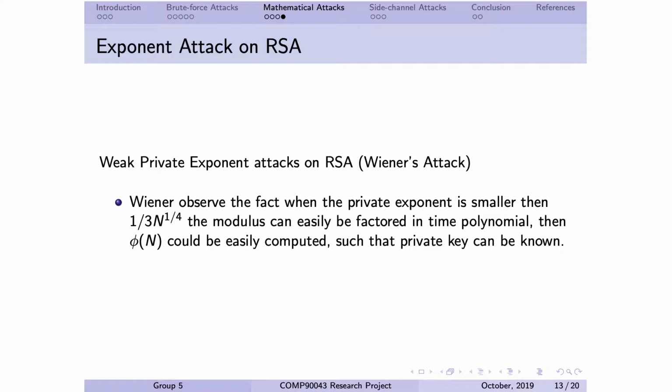And also about weak private exponent attacks on RSA. Cryptanalysis is hard to apply when RSA uses a very large value for the modulus, and therefore a relaxed model is required to perform attacks on RSA. For example, some prior knowledge is required. And we now observe the fact that when the private exponent is smaller than 1/3 n to the power of 1/4, the modulus can easily be factored in polynomial time, when phi(n) could be easily computed such that the private key can be known.